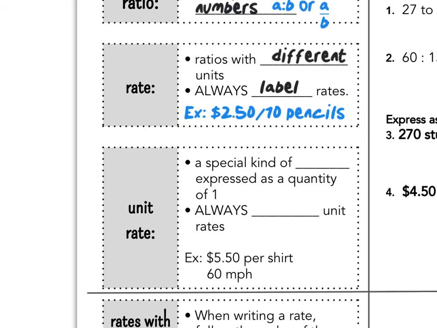Now the third vocabulary word is a unit rate. A unit rate is a special kind of rate expressed as a quantity of 1. And you always want to label unit rates. Here are some examples. $5.50 per shirt. That per shirt makes it a unit rate because you have dollars right here and then you have per shirt. And for the next unit rate we have 60 miles per hour. So those are your 2 units.